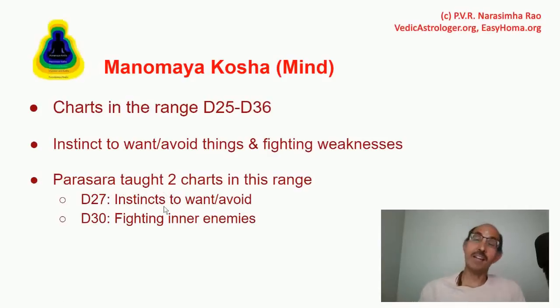And specifically what Parashara taught about D27 is, he said it shows your balabalam, your strengths and weaknesses. So basically, again, it shows things that you like and you dislike. Those are your strengths and weaknesses. Things that you naturally, instinctively are good at or enjoy, and things that you instinctively are bad at or don't enjoy. Those are captured by D27. And D30, Trimshamsa, shows 6 is enemies and fighting with enemies, right? So if you remove multiples of 12, it is 6. So this chart shows fighting your inner enemies. Kama, Krodha, Lobha, Moha, Mada, Matsaryas.